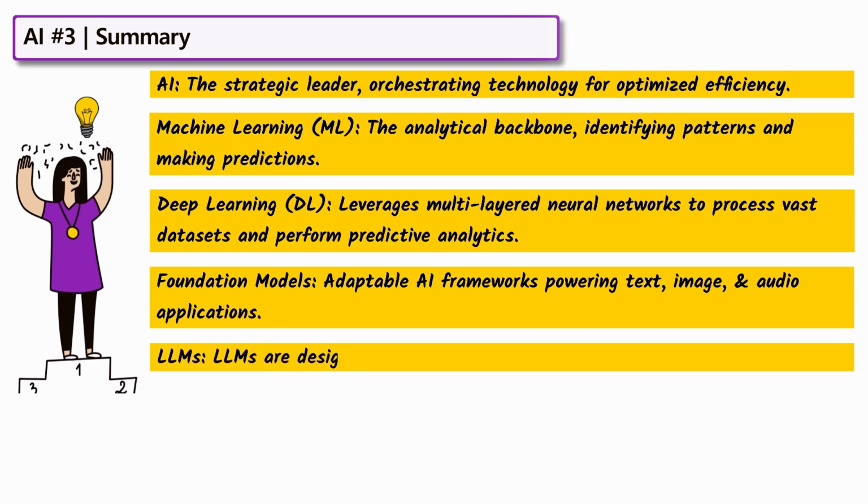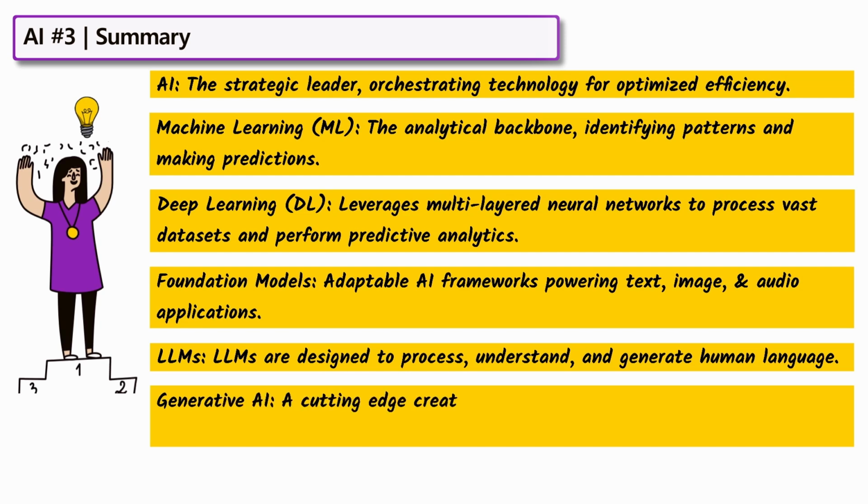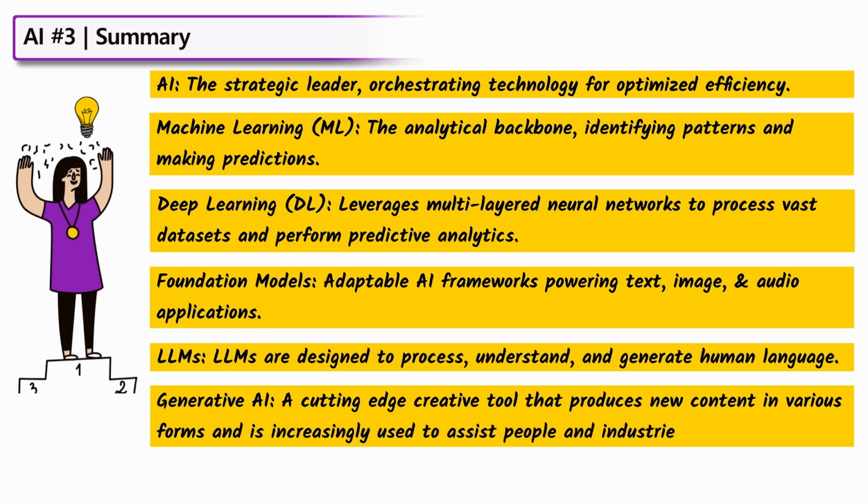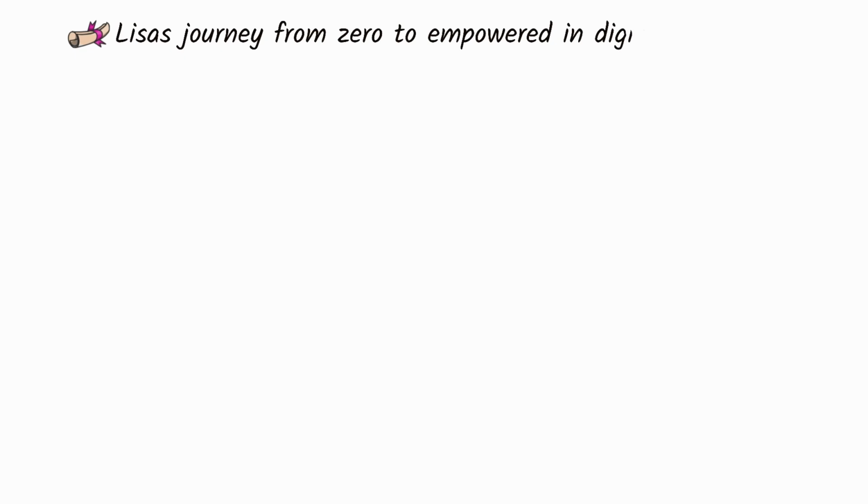LLMs. LLMs are designed to process, understand, and generate human language. Generative AI, a cutting-edge creative tool that produces new content in various forms and is increasingly used to assist people and industries. Hopefully, this breakdown made everything much clearer.